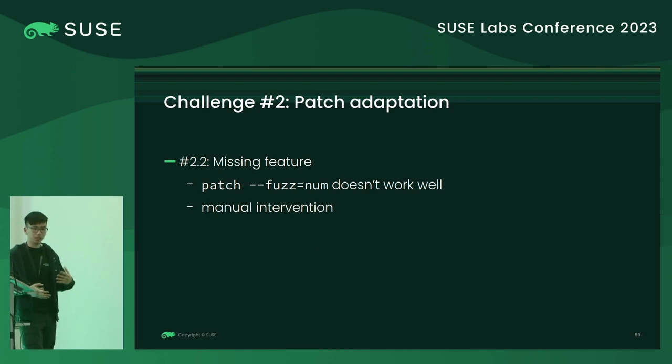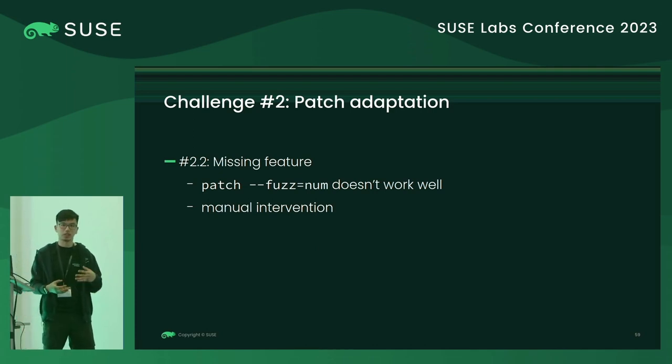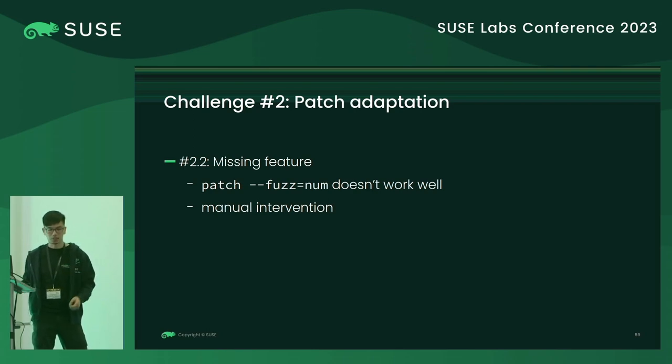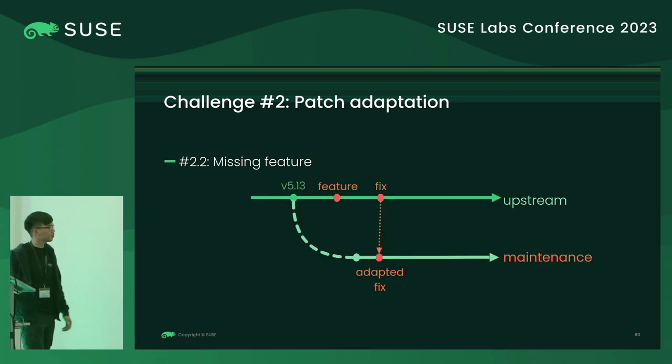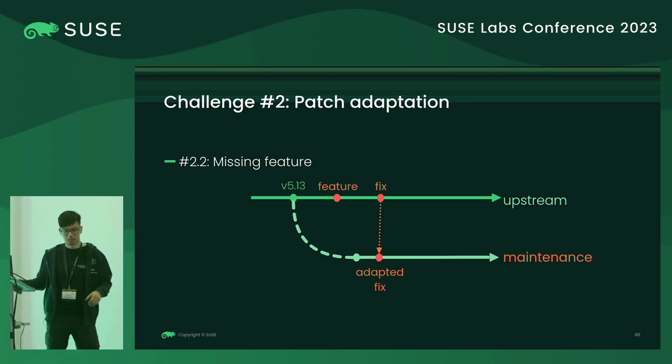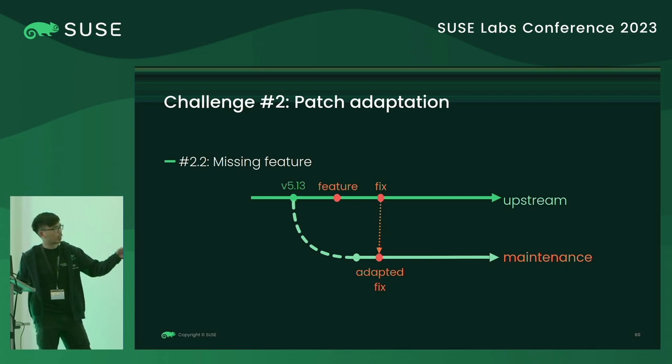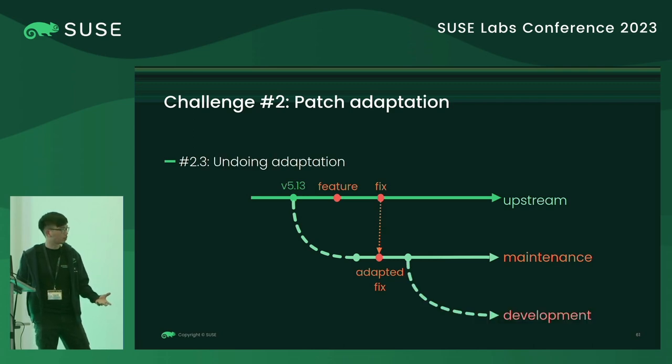So in this situation, the fuzzing usually doesn't help that much. You almost always have to manually intervene and edit the files. And actually, we really want applying the patch to fail here, because if it succeeds, it won't really work. So, a more graphical view of this missing feature issue. You have a feature, you have a fix that comes after it, and the fix changes the feature, but also something before it. And you backport it into an adapted fix in your maintenance branch.